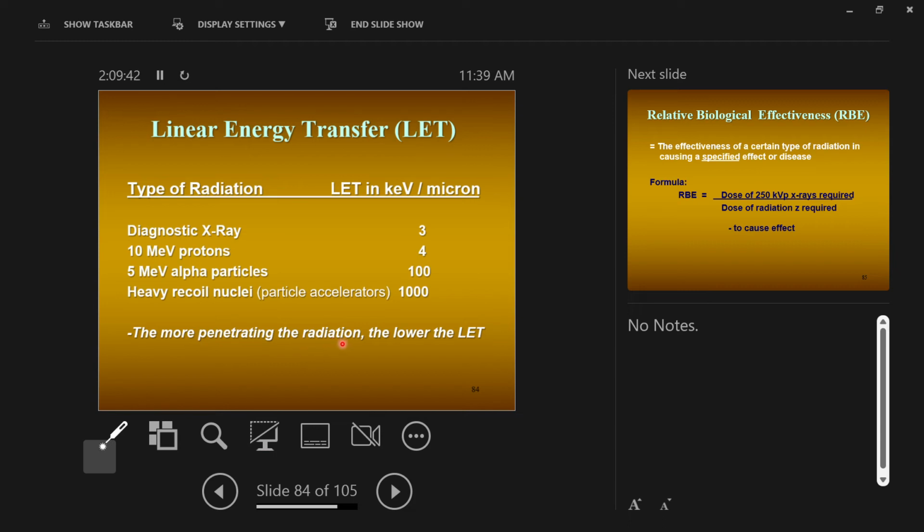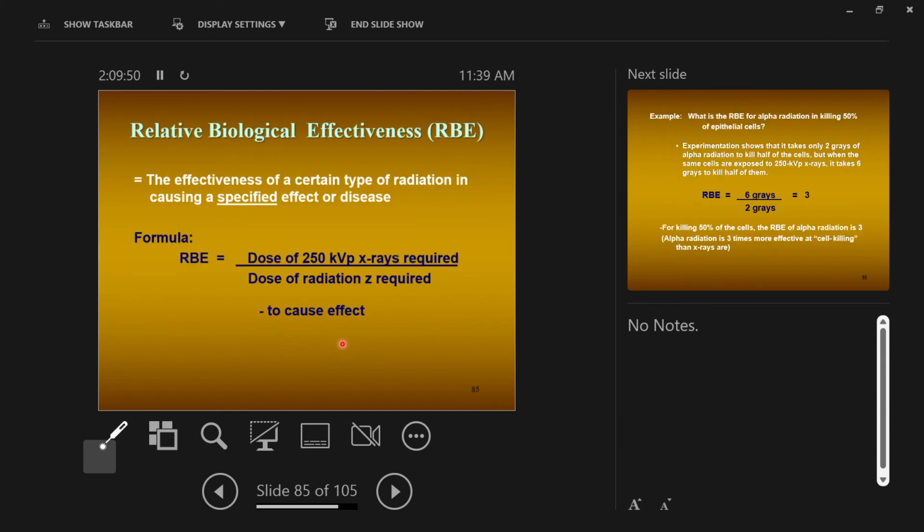Okay, this is one way to measure harmfulness of radiation. The next way to measure harmfulness of radiation is to measure what's called the relative biological effectiveness, or RBE. And this is a different idea. This is not measuring energy deposited over a distance path. This is comparing one type of radiation to another.